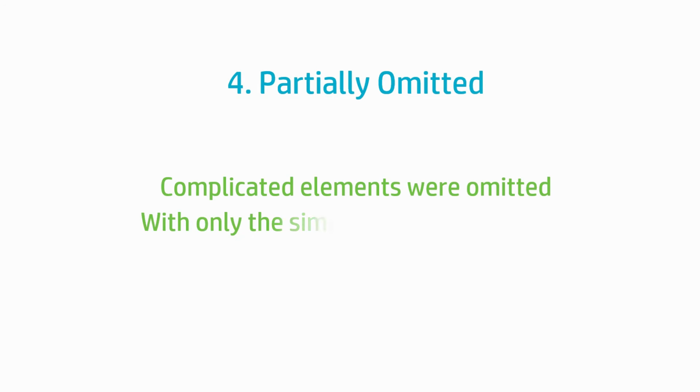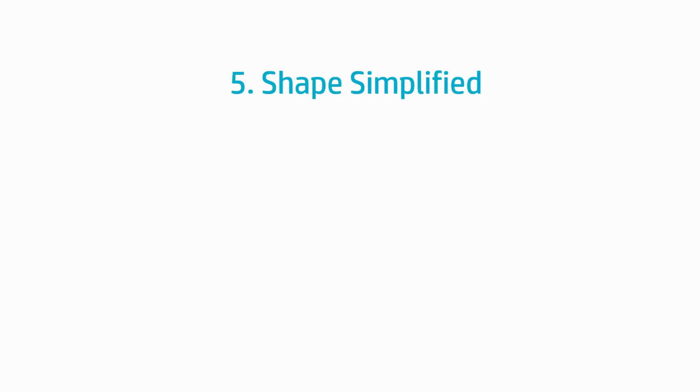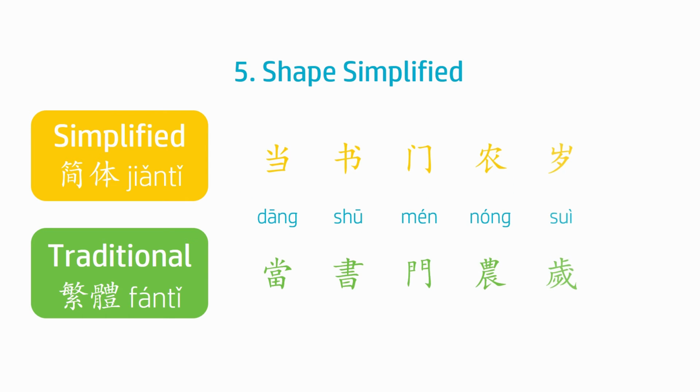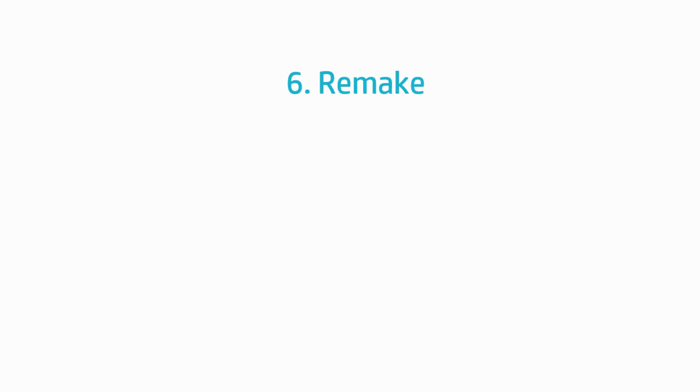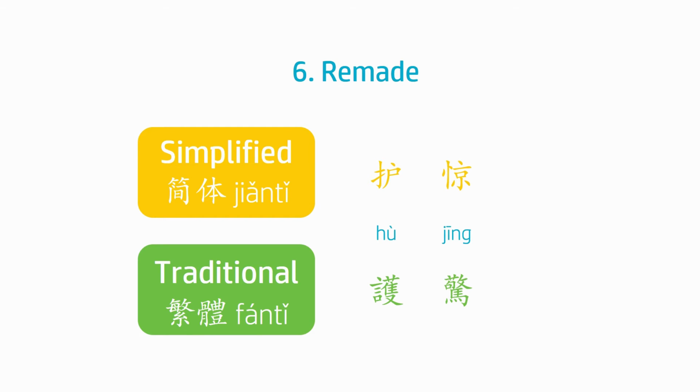And the fourth method of simplification is partially omitted, which means complicated elements were omitted, leaving only the simple elements remaining. For example, guang, chang, ning. The fifth is called shape simplification. The characters are simplified based on its shape, like the ones you see right now. The last one is remake. This is when some characters were remade to replace the old ones, such as hu, jing, xiang.